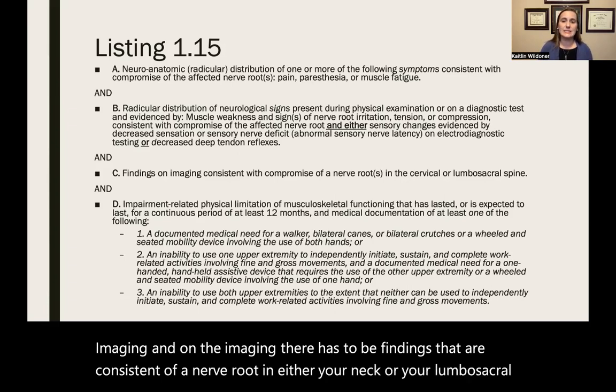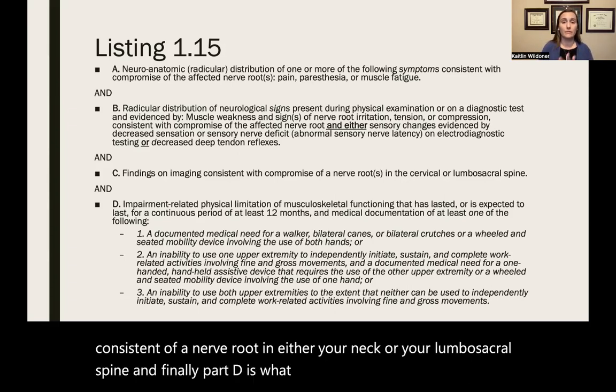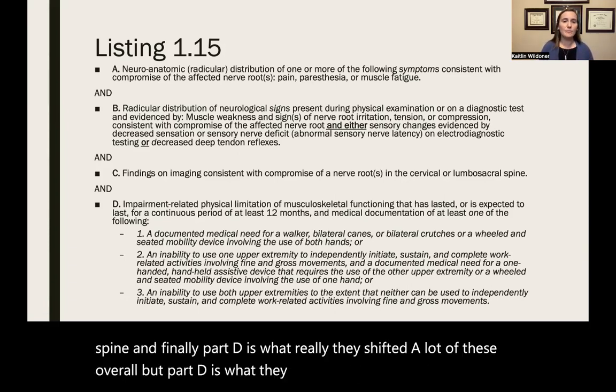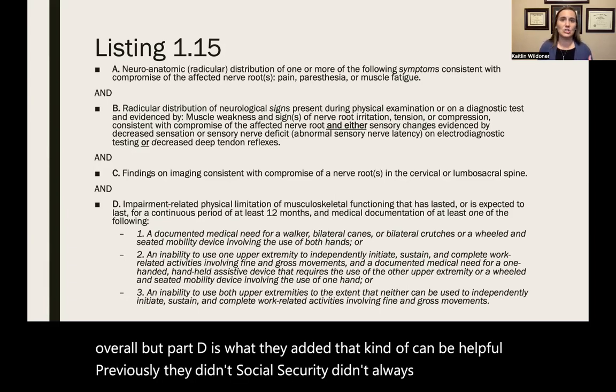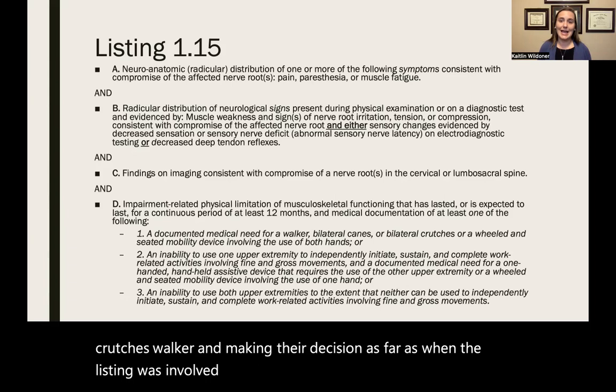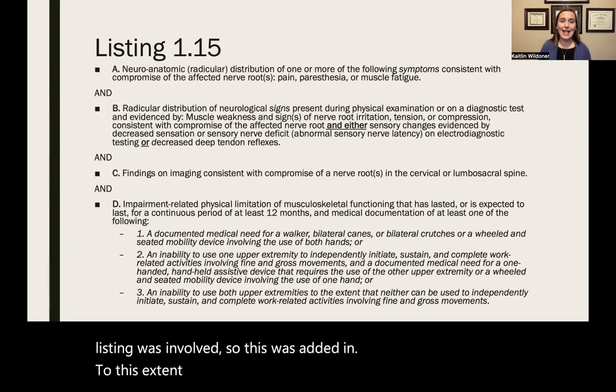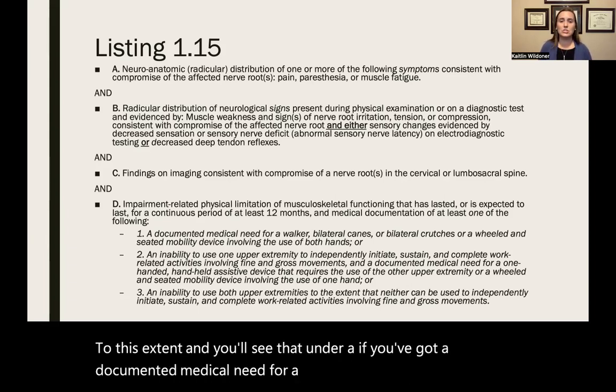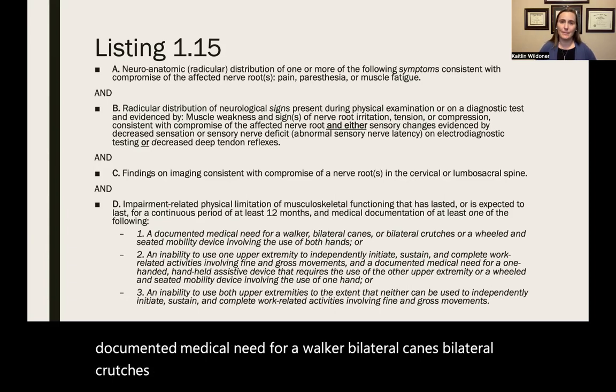And finally, part D is what they shifted a lot of these overall, but part D is what they added that can be helpful. Previously, Social Security didn't always consider cane, crutches, walker in making their decision as far as when the listing was involved. So this was added in to this extent. And you'll see that under A, if you've got a documented medical need for a walker, bilateral canes, bilateral crutches, something that helps you ambulate effectively using both hands, that's number one.